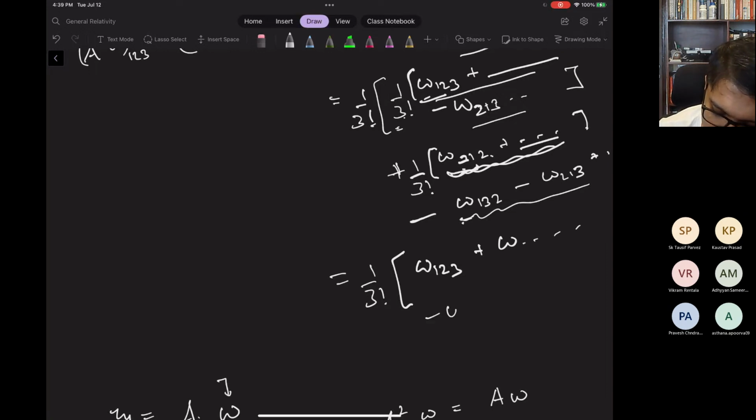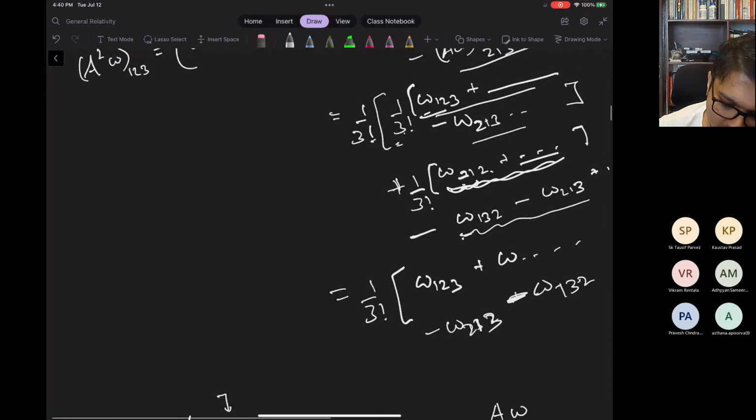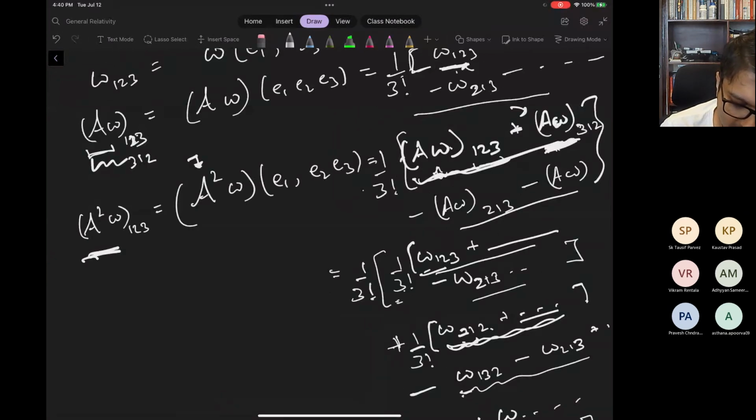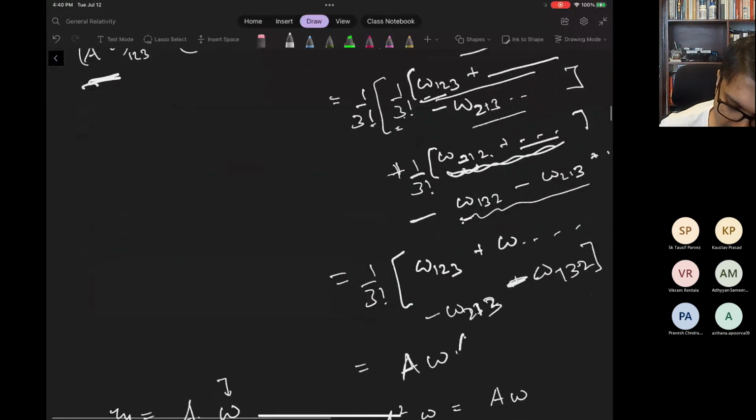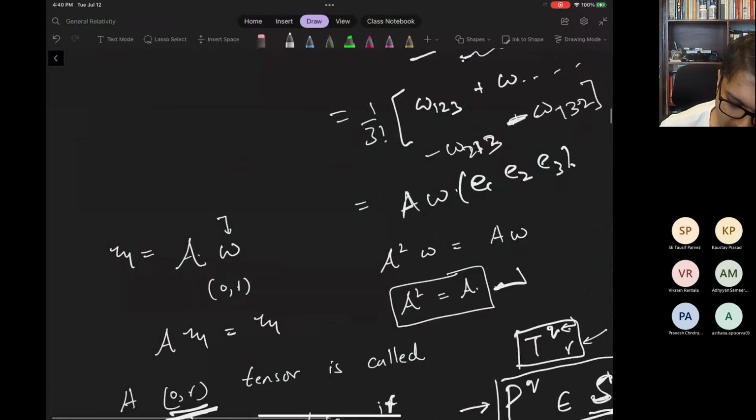Similarly, the odd permutations will give me this: omega 2, 3 minus omega 1, 3, 2, and so on. So all the odd permutations will give me this. So what I get at the end is just one. This is basically just A omega. So A square omega, acting on any general E1, E2, E3, since these are quite general, will be equal to A omega acting on E1, E2, E3. So we've just proved that A square is equal to A.